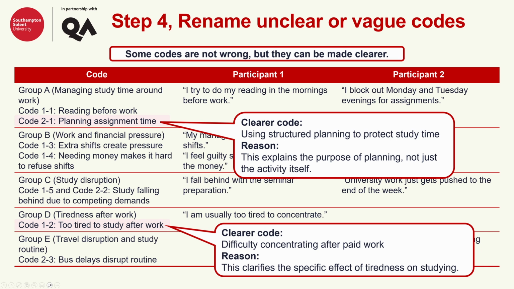Also remember that renaming the code does not turn it into a theme. These revised labels or code names still refer to relatively specific features of the data. Their purpose is to make later comparisons easier and help us see how several codes may contribute to a broader pattern.